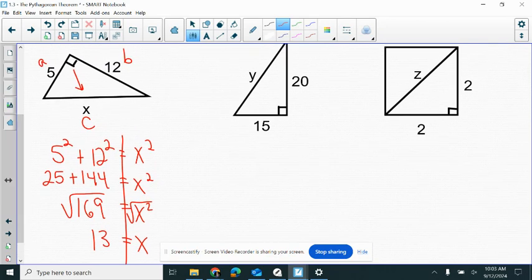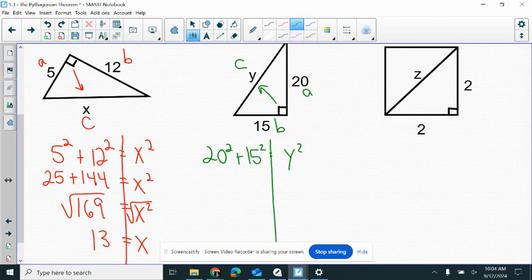Let's just do one more example. So I'm going to label my three sides. Across from the right angle is my hypotenuse, that's C. The other two are A and B, it doesn't matter which one's which. I'm just going to plug in the three numbers. 20 squared plus 15 squared equals y squared.